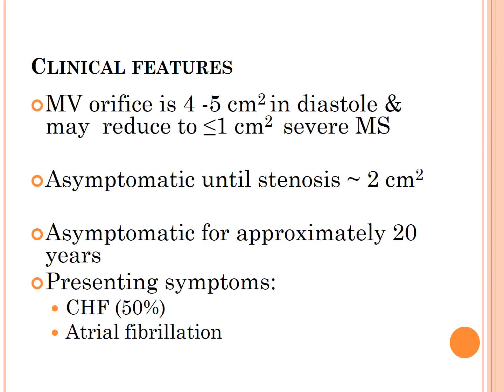The child remains asymptomatic until the stenosis is approximately 2 cm square. The normal diameter of the mitral valve orifice is 4 to 5 cm square in diastole, and then it may reduce to as small as less than 1 cm square in severe mitral stenosis. So they remain asymptomatic till approximately 2 cm square diameter. After that, they may show symptoms. So in this way, they may remain asymptomatic for approximately 20 years.